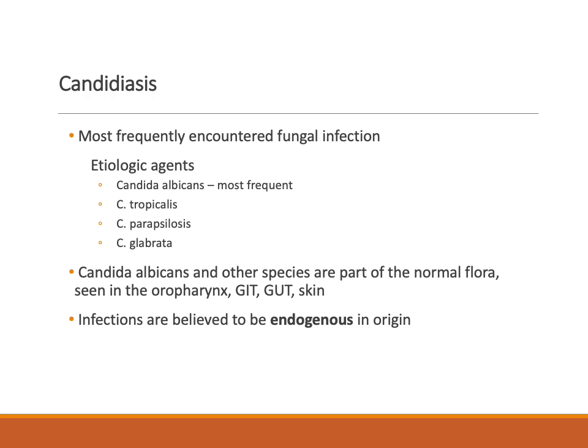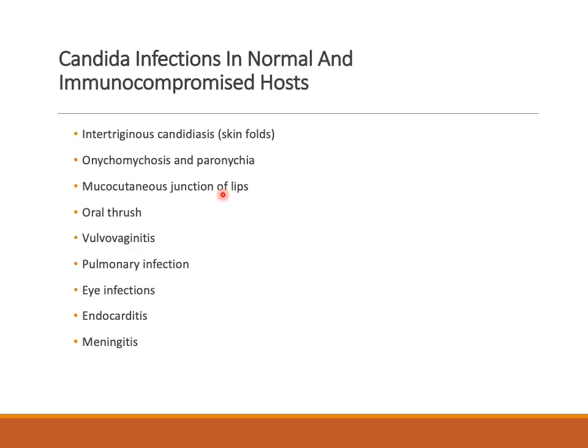And therefore, infections are usually endogenous in origin, meaning the organisms are derived from normal flora that you have, that has become opportunistic organisms when there is disruption in the normal barriers that you have, or if there is an impairment in the immune system. So we just enumerate here the different Candida infections, in both normal and immunocompromised hosts.